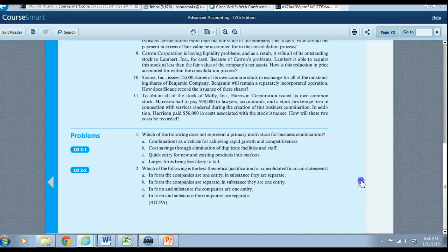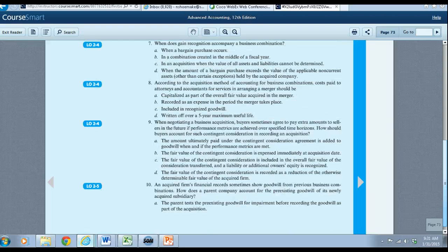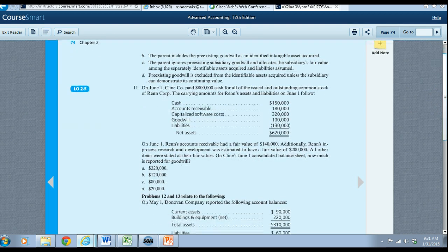Let's look at number 11. On June 1st, Klein paid $800,000 cash for all of the issued and outstanding common stock of Ren Corporation. The carrying amounts of Ren's assets and liabilities are shown here. So we've got cash of 150, accounts receivable of 180, capitalized software 320, goodwill 100, liabilities minus 130. So a total net assets of 620, although they paid 800,000 for it.